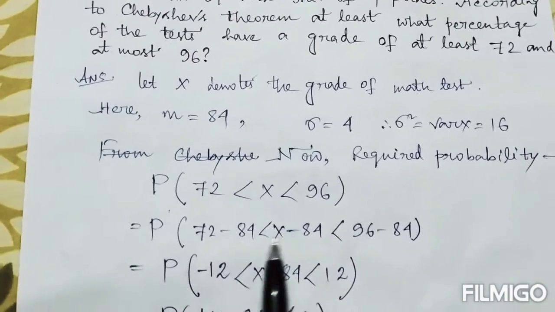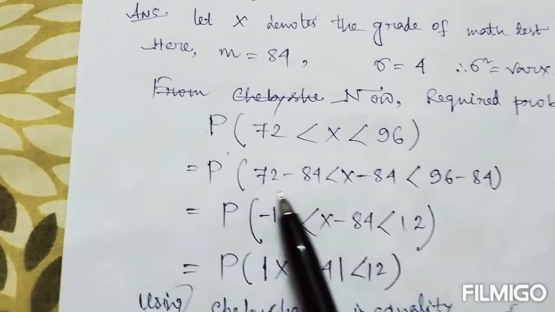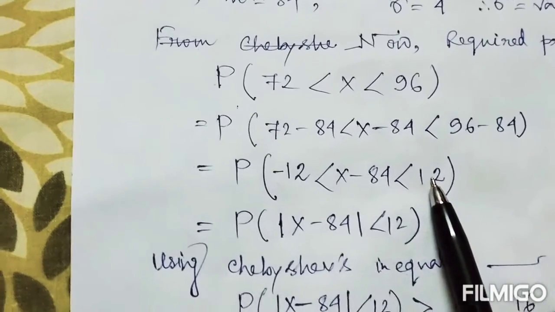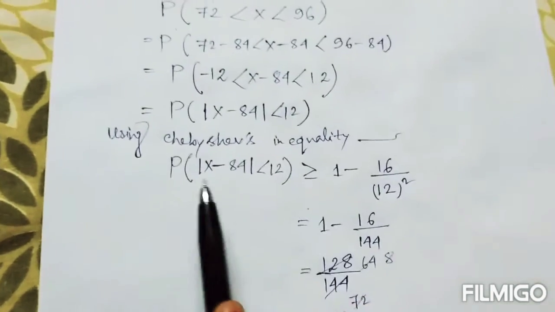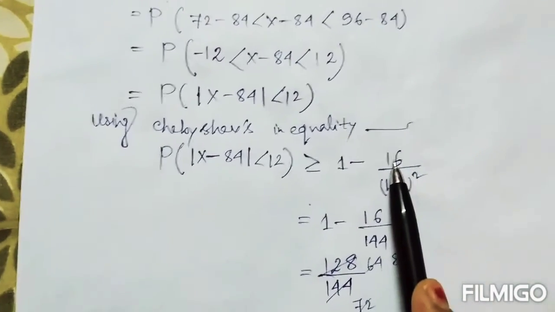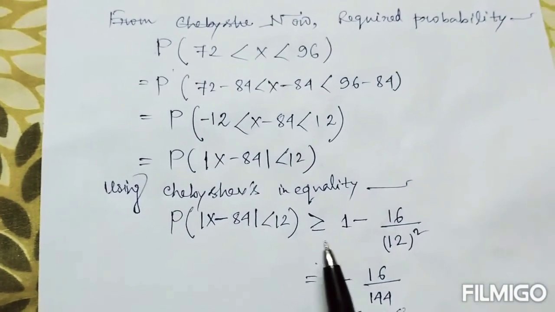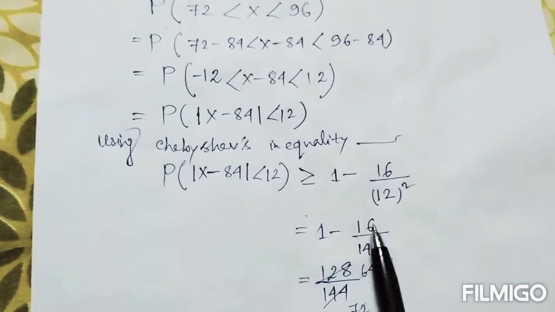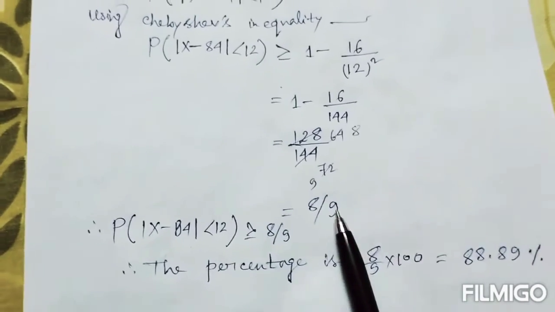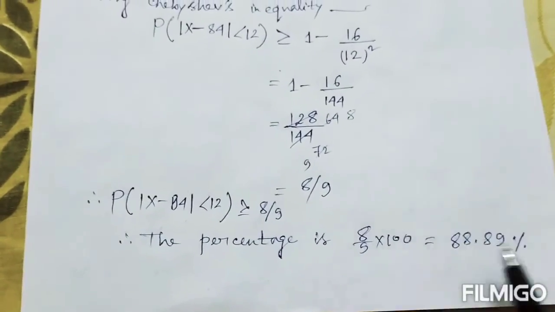Same as previous problems we have done, subtract the mean, 84, in each part. Then we get probability of -12 < X - 84 < 12, that is |X - 84| < 12. Now using Chebyshev's inequality, we have P(|X - 84| < 12) ≥ 1 - sigma²/epsilon². Sigma² means Var(X), that is 16, divided by epsilon², which is 12², that is 1 - 16/144, which is finally 8/9. So the required percentage is 8/9 times 100, that is 88.89%. This is the answer. Thank you.